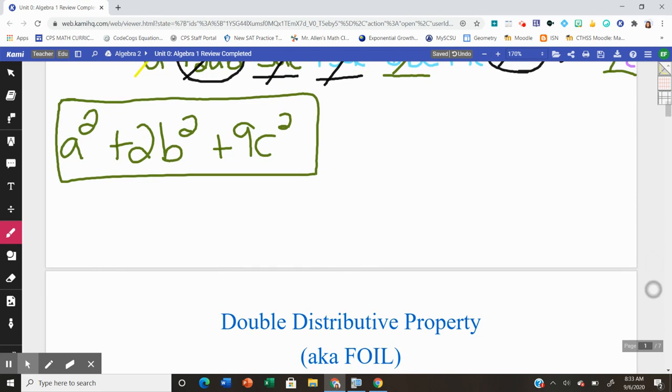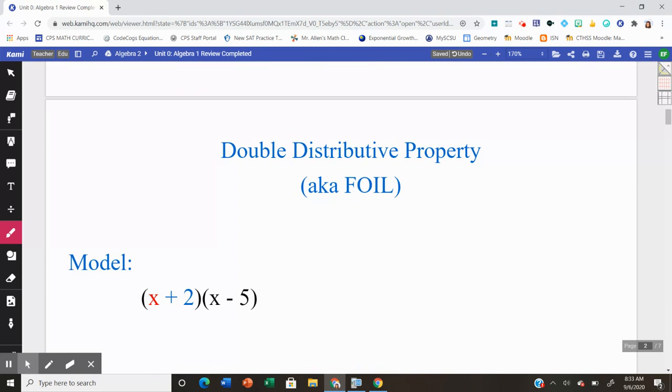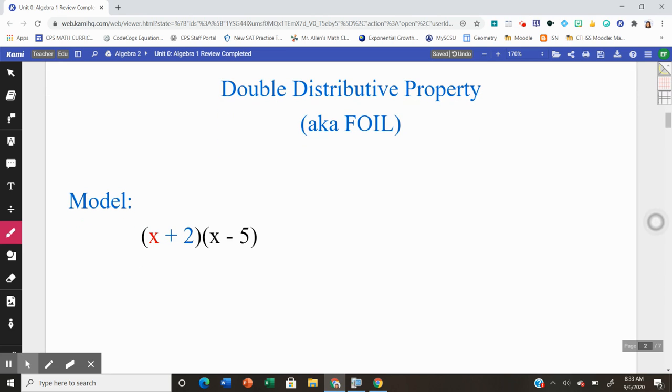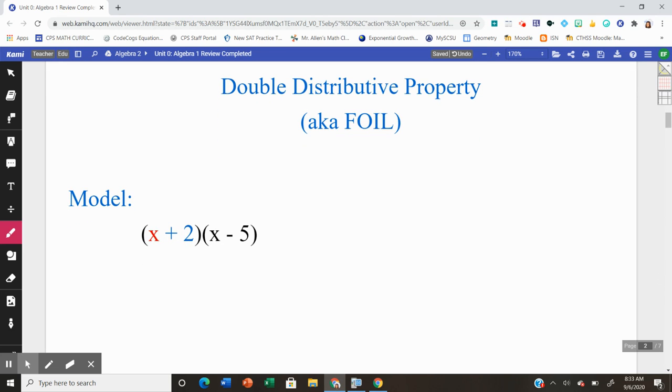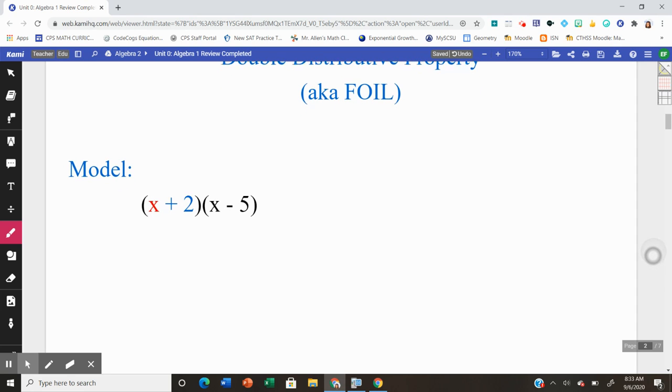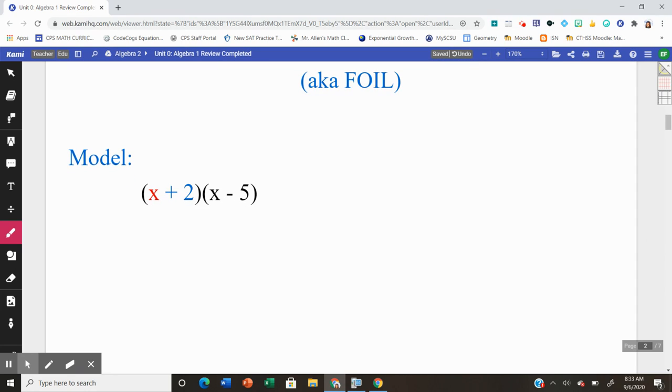All right, so there goes simplifying expressions. The next part of expressions that I wanted to go over is our double distributive property. Some people also call it FOIL. FOIL is the acronym that we have, the method for simplifying there. So for this problem here, we're going to be foiling when we have a binomial, two terms, inside one parenthesis that's being multiplied by a second binomial inside a second set of parentheses.